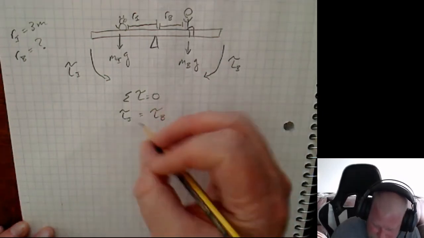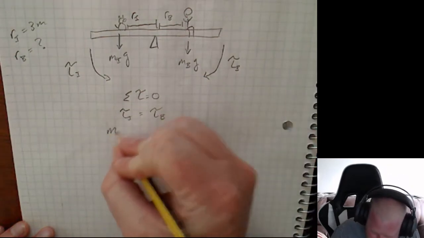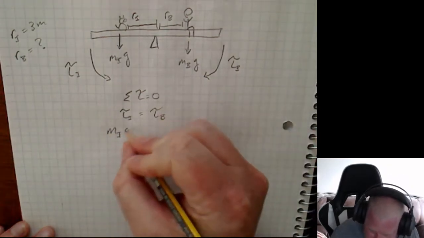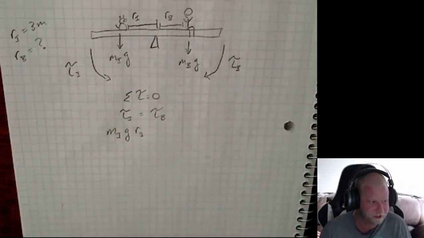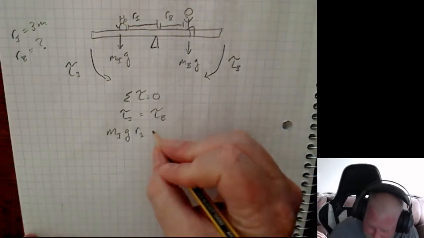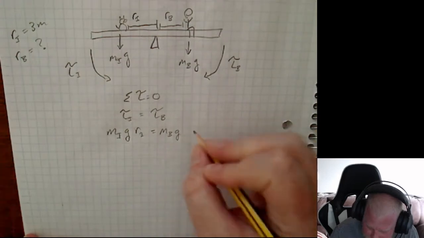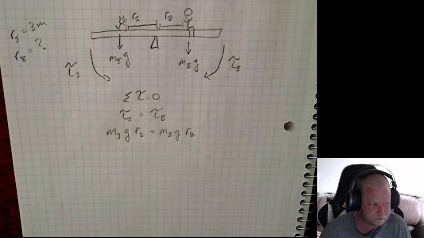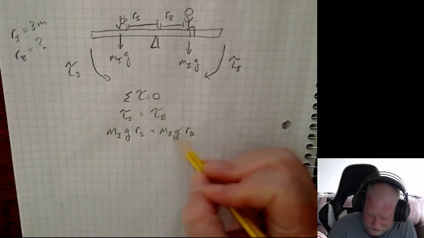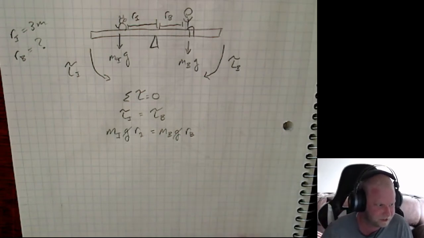So the force responsible for the torque generated by Irving is Irving's weight, right? So the mass of Irving times G times Irving's distance from the pivot point is equal to the weight of the boy. So the mass of the boy times G times the boy's distance from the pivot point. Notice we can cancel out G here. So it really doesn't matter what planet the seesaw is on. Either way, the boy has to be a certain distance away.